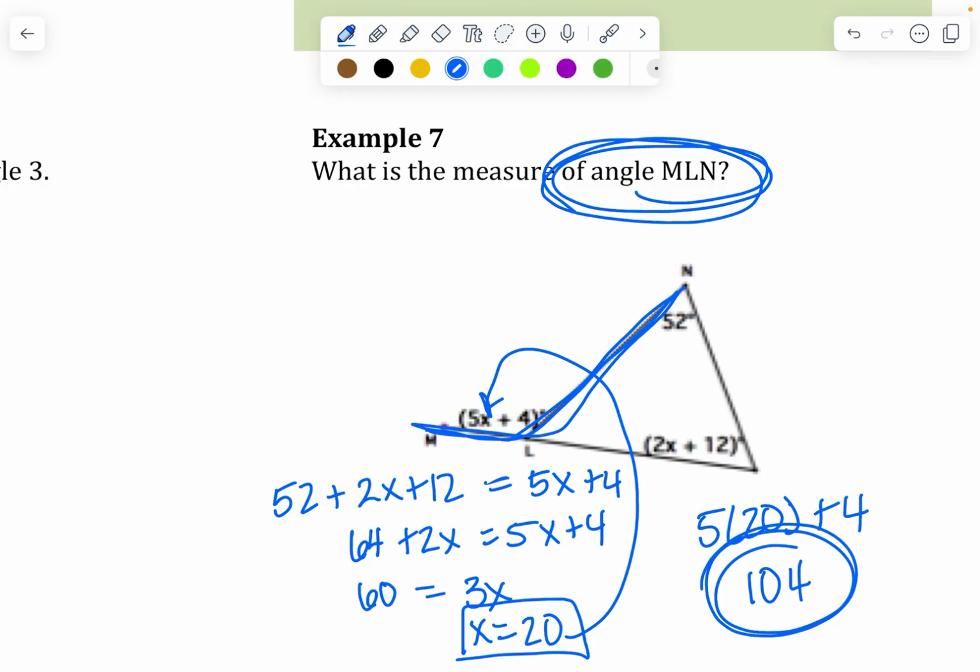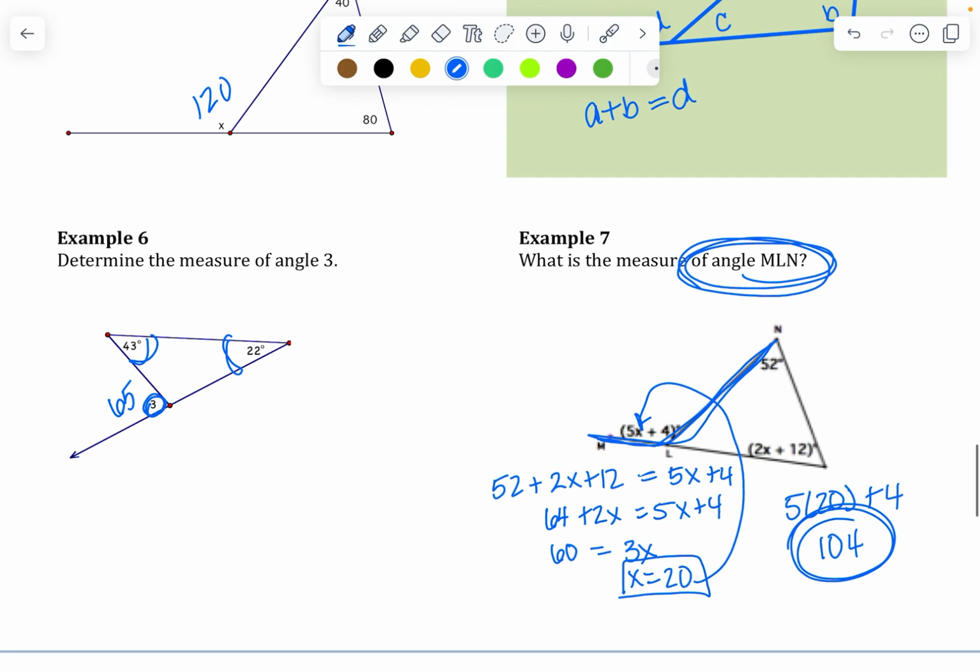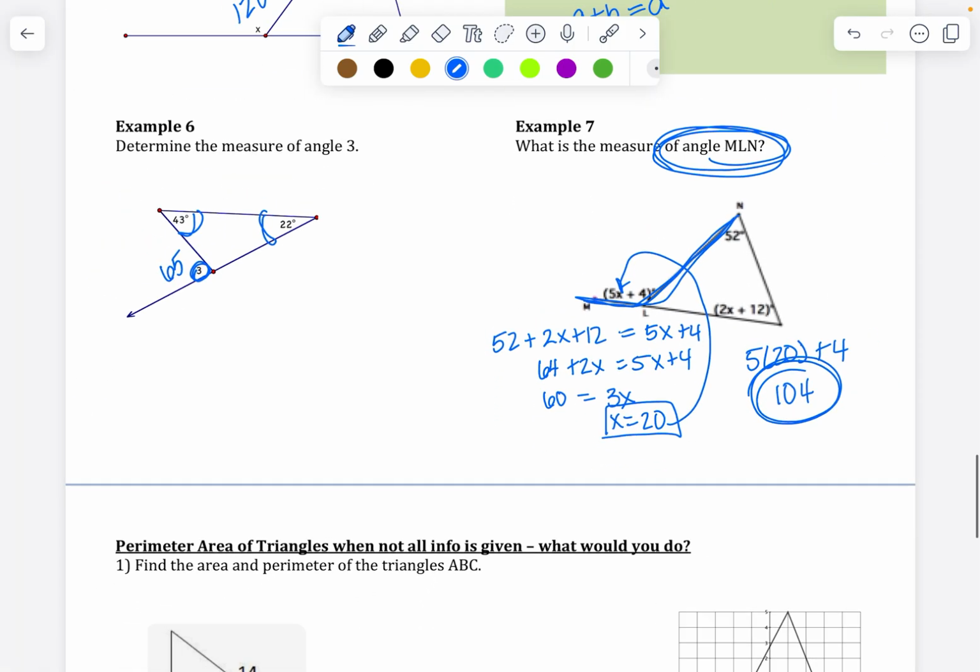Okay, so again, normal numbers, do it either way, but if you've got expressions, that's probably the most straightforward, easiest, less algebra, less chances to make mistakes way to do it.